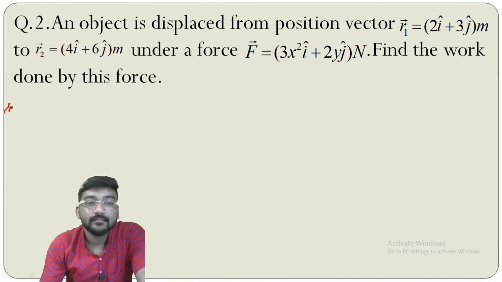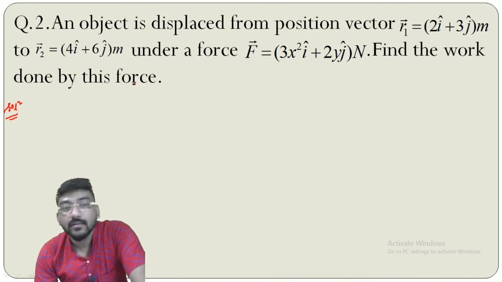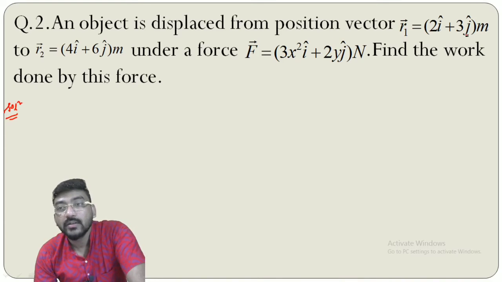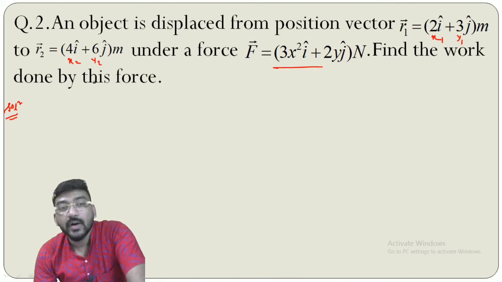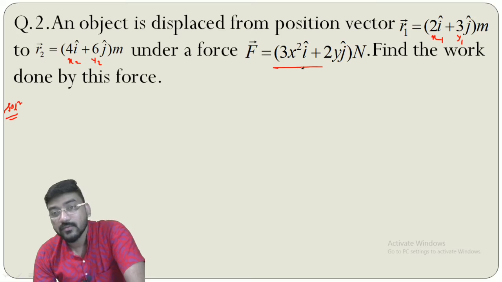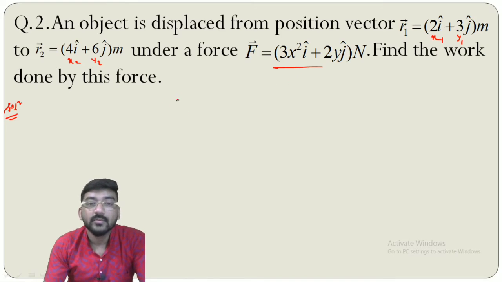So here the problem is that an object is displaced from the position r1 equal to 2i 3j. That means the point is x1, y1, to r2, that is x2 and y2, under a force F equal to this. Find the work done by this force. Here the force is variable. The first problem the force was constant force. So here the integration will be a little complicated, but the process will be the same.